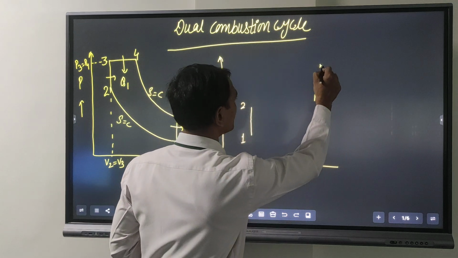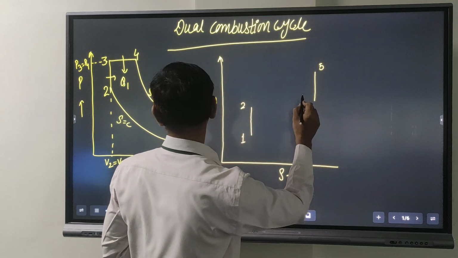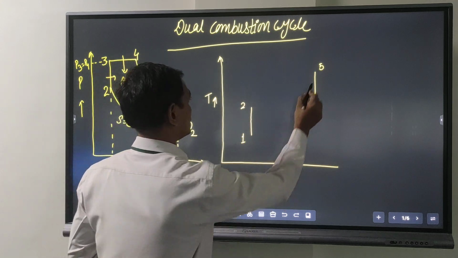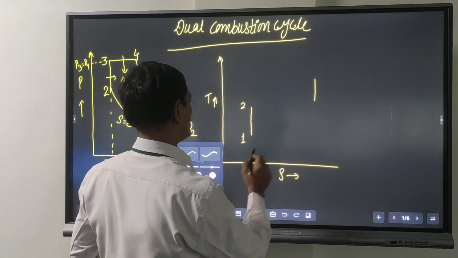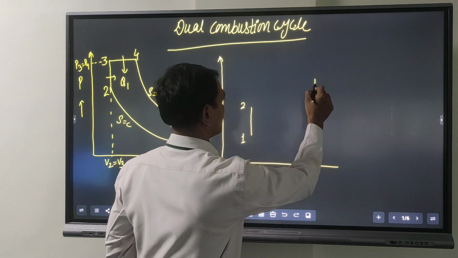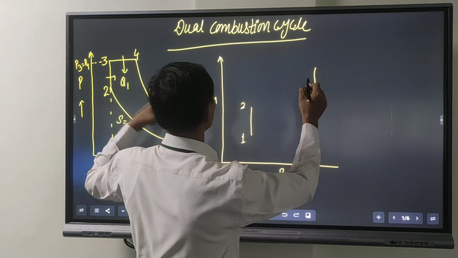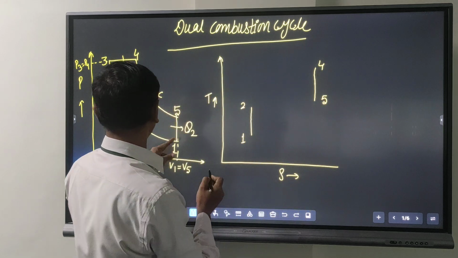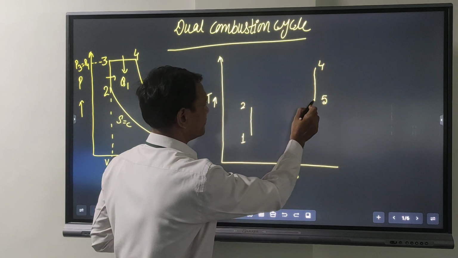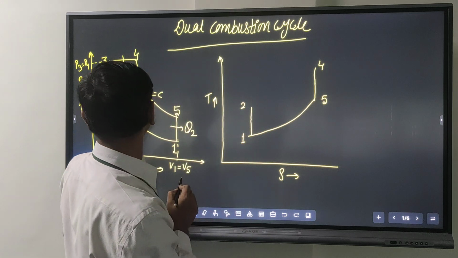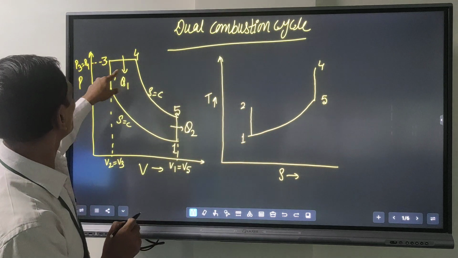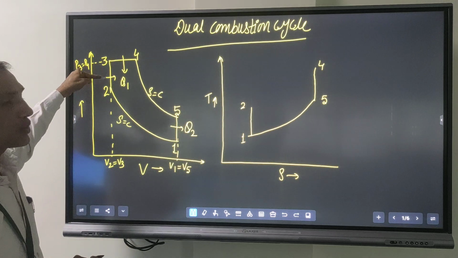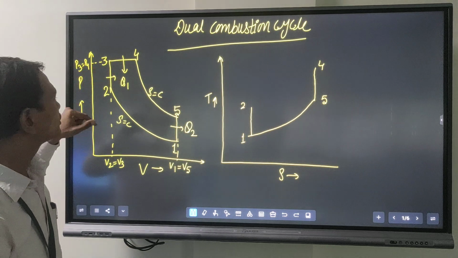Here we indicate points 1, 2, and 5, and 4 to 5. Now 5 to 1 meets here, and 2 to 4 is two processes working. First 2 to 3 is the isochoric process, and 3 to 4 is the isobaric process.